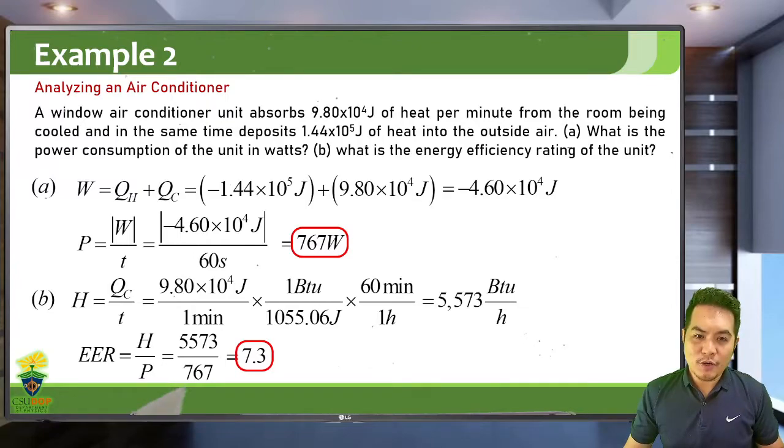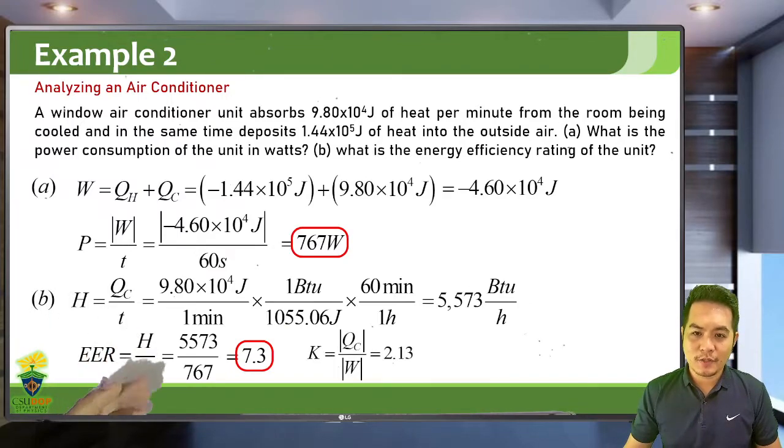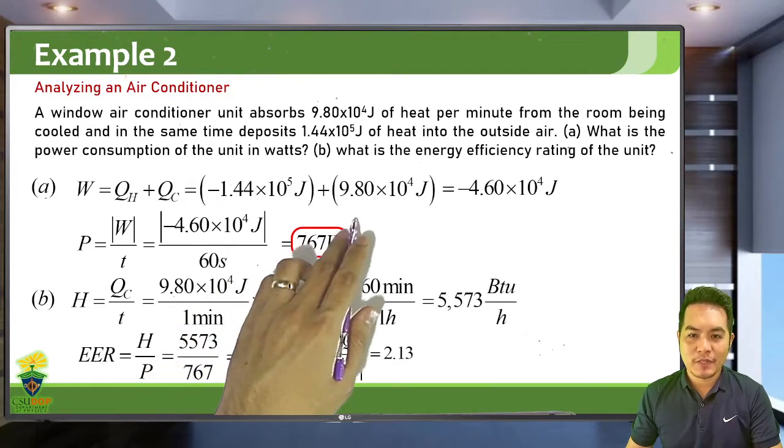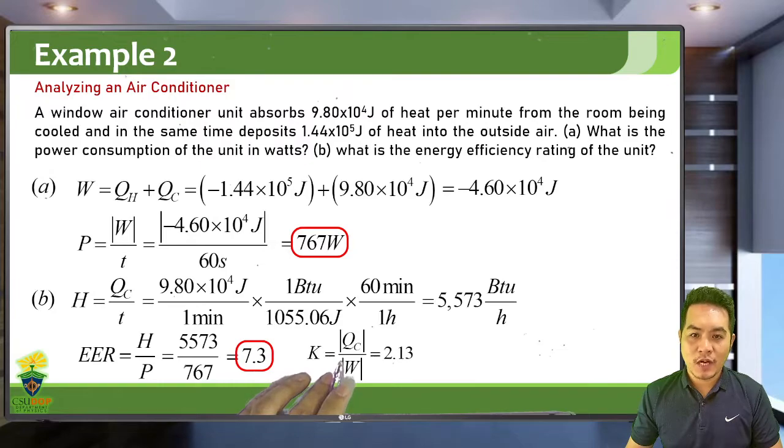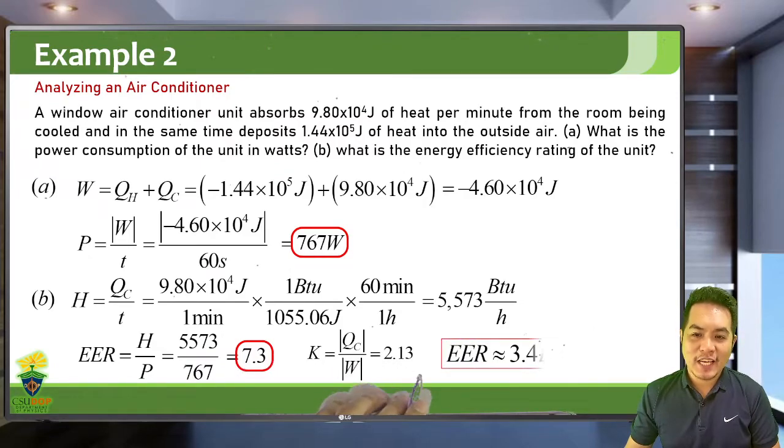So the EER is actually related to the coefficient of performance. If you calculate the coefficient of performance in this case, you have the absolute value of QC over the absolute value of work, and you will get 2.13. The EER of 7.3 is actually 3.4 times the coefficient of performance, which is 2.13. So in the future, if you want to solve for the EER and you're already given the coefficient of performance K, then you can just approximate it as 3.4 times the coefficient of performance K.